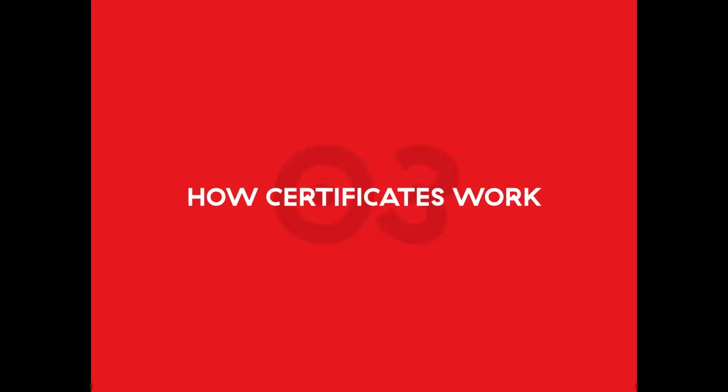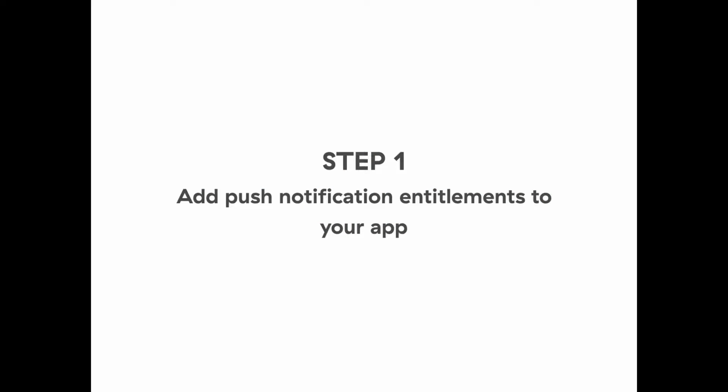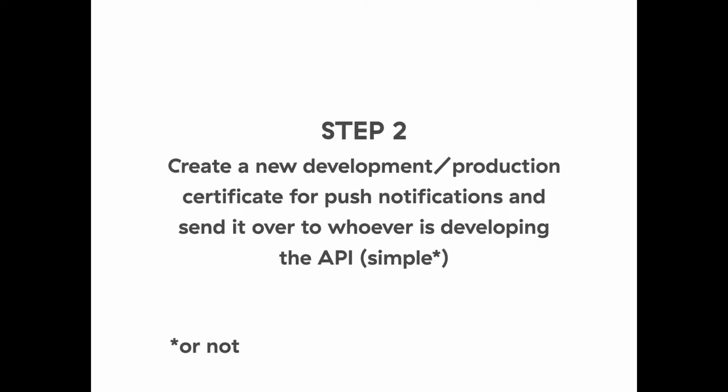How certificates work. Step one, you add push notification entitlements to your application. That's a pretty basic step. You just click a few things, make a few provisioning profiles, and so on. Step two, you make new development and production certificates. Luckily, there's a universal certificate right now for push notifications, and you send it to whomever is developing the API. This is usually supposed to be the simplest step. You just make a file and send it to someone else. But I've seen this step fail too many times to actually call it simple. And the final step is pray, because once you send the certificate, everything's out of your hands, and you're hoping that the API developer, who's usually not somebody in-house, knows what to do with it.